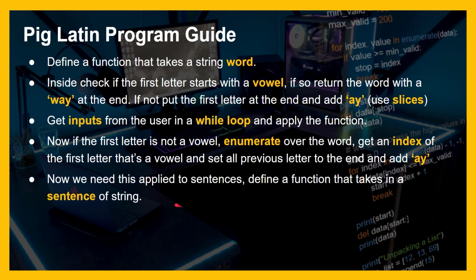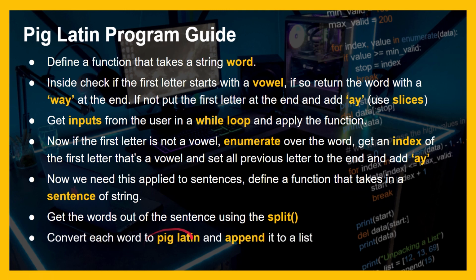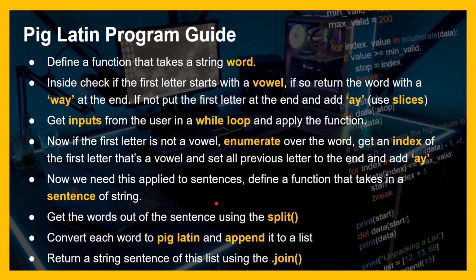Now we need this applied to sentences, so define a function that takes in a sentence of strings, so a string that is full of words, which makes a sentence. Get the words out of the sentence using split. I haven't covered split yet, so you need to go and research that. Convert each word to Pig Latin and append it to a list. Finally, return a string sentence of this list using .join. Again, something I have not covered. You'll have to do your own research.